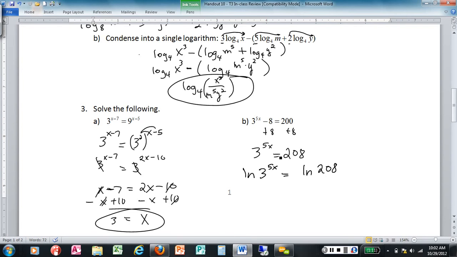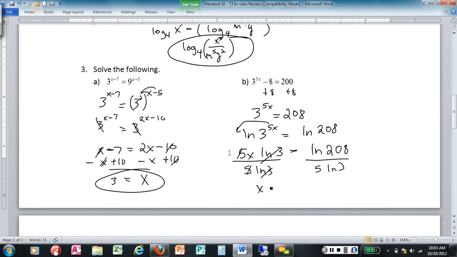because what can I do then if I do that? Well, I can bring the 5x out. So it'd be 5x ln of 3 equals ln of 208. Now I just have 5 times x ln of 3. So all I have to do is get rid of the 5 and the ln of 3, which all I have to do is divide by the 5 and the ln of 3. Wouldn't that get rid of those? 5's cancel and the ln of 3's cancel. So yeah, that would get me x equals.